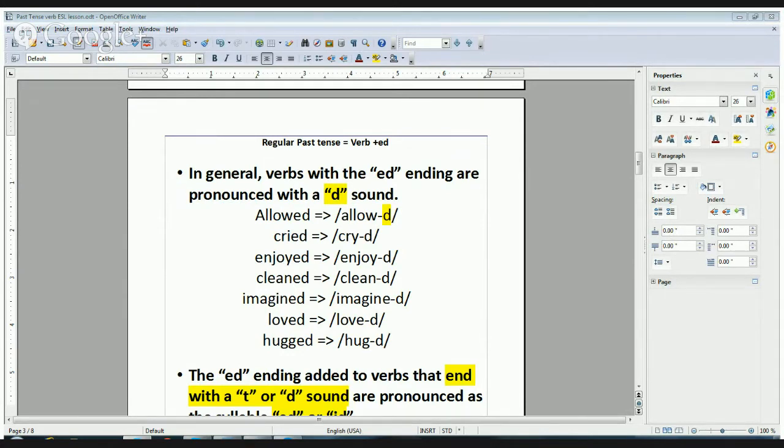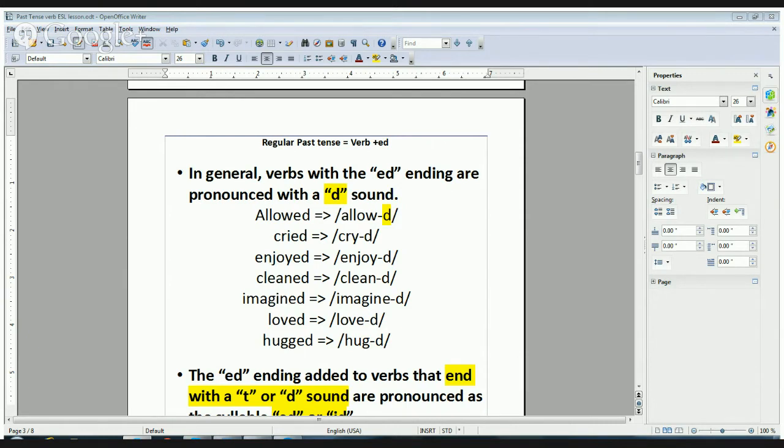Okay, all right, very good. So it says in general, verbs with the ed ending are pronounced with a D sound. Now look at the way that I've broken up the verb. You'll see that you say the base verb, and then you simply add a D sound at the end. So the first one is allowed. The base word for the next verb is cry. So I'm just going to add a D sound. Cried. Enjoyed. All right, Haide, how do you think the next verb is pronounced?